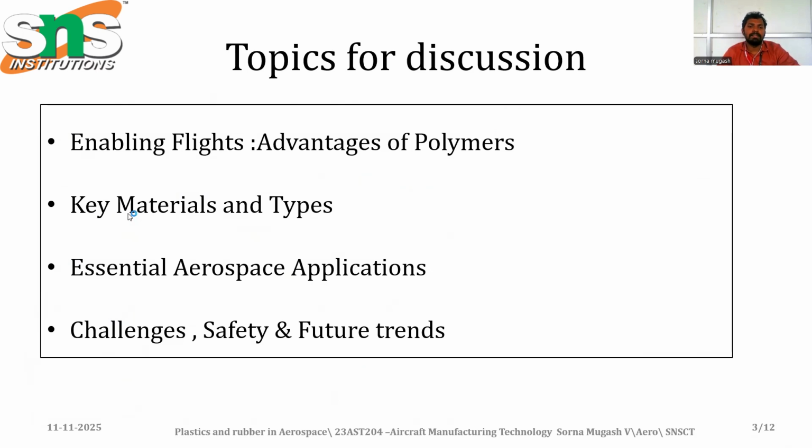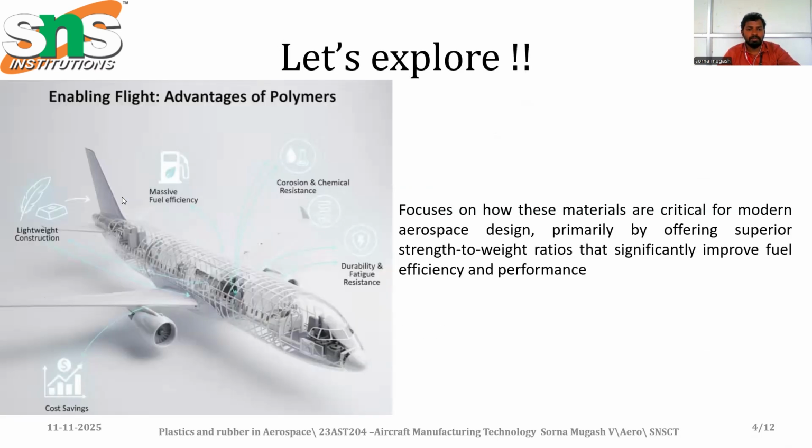Topics for discussion. In this session, we will be exploring four major areas related to plastic and rubber in aerospace: the advantages of polymers in flight, key materials and types, essential aerospace applications, and the challenges and safety aspects with future trends. These points will help us understand why polymers have become such an important part of modern aircraft design. So, this slide gives an overview of the role of plastics and rubbers in aerospace.